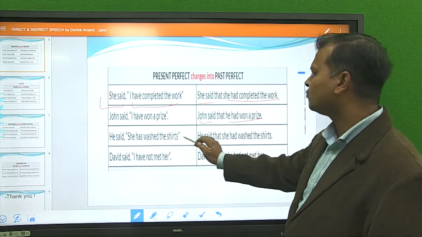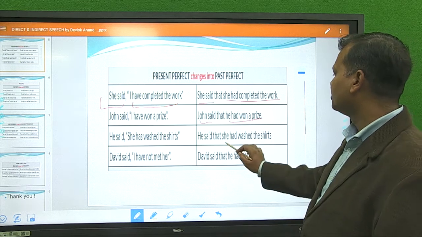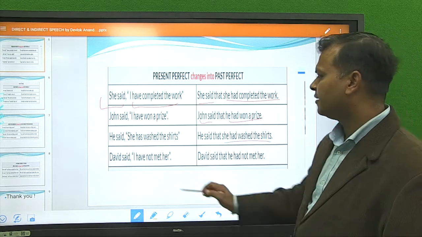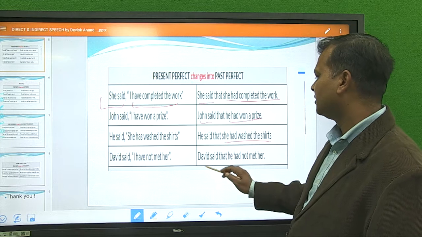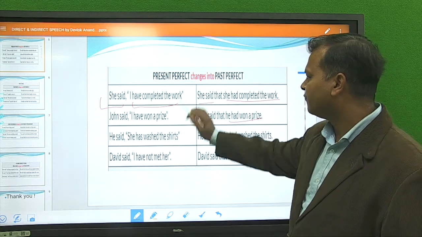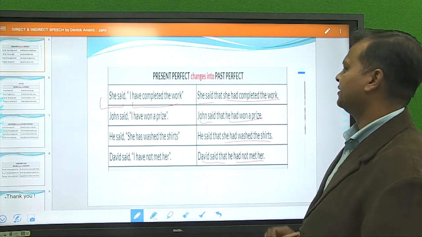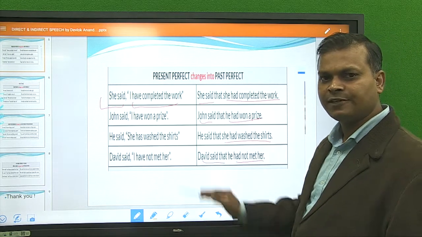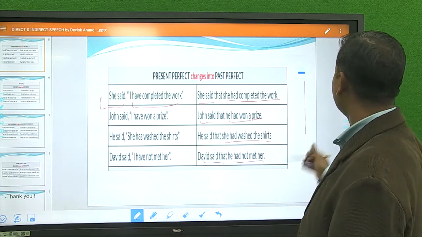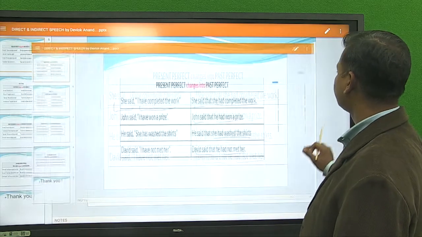Similarly, he said, "She has washed the shirts." She said that she had washed the shirts. And David said, "I have not met her." Again, present perfect will change into past perfect. David said that he had not met her. "I" will change into "he" because the first person changes according to the subject. Now let us see next.